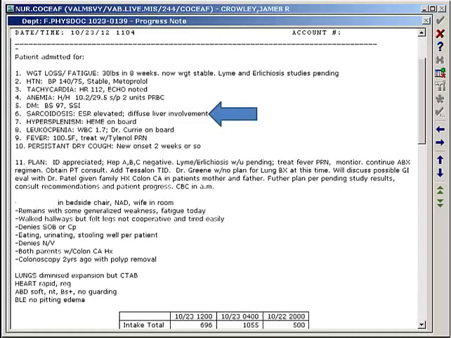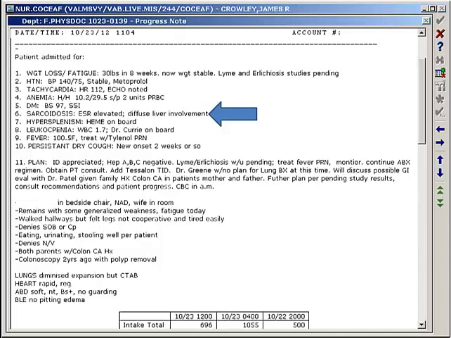Diffuse liver involvement of the sarcoidosis, these patients get complex quickly. Sarcoidosis typically doesn't cause the weight loss, things like that. Patients live quite a long time with sarcoidosis. So as you can see, this patient had weight loss, 30 pounds in 8 weeks. That's pretty quick for a mid-50s or late-50s-year-old man. He did have some anemia. You can see his basic presentation is fever.